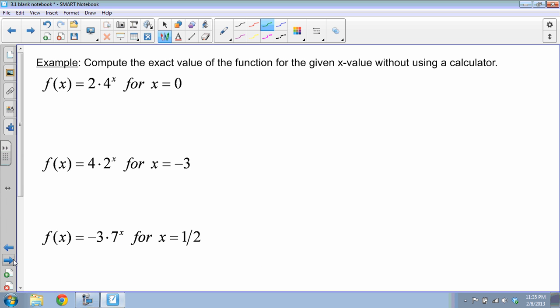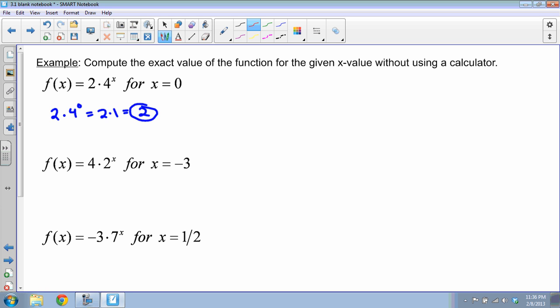Now let's do some computing. Compute the exact value of the function for the given x value without using a calculator. So this first one, they gave us f of x equals 2 times 4 to the x. And they want us to plug in a 0. So this is kind of to remind us about some of our exponent properties. Remember, 4 to the 0 is 1, so this is really 2 times 1, which is 2. So that's the answer on that one.